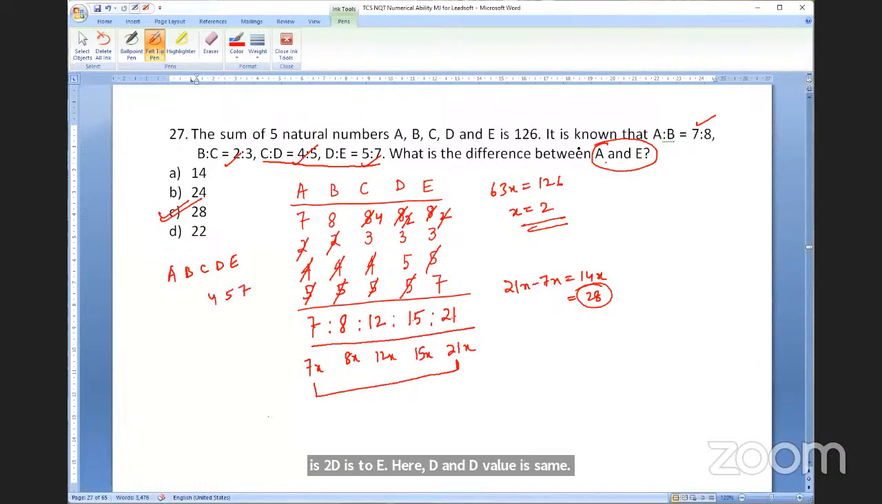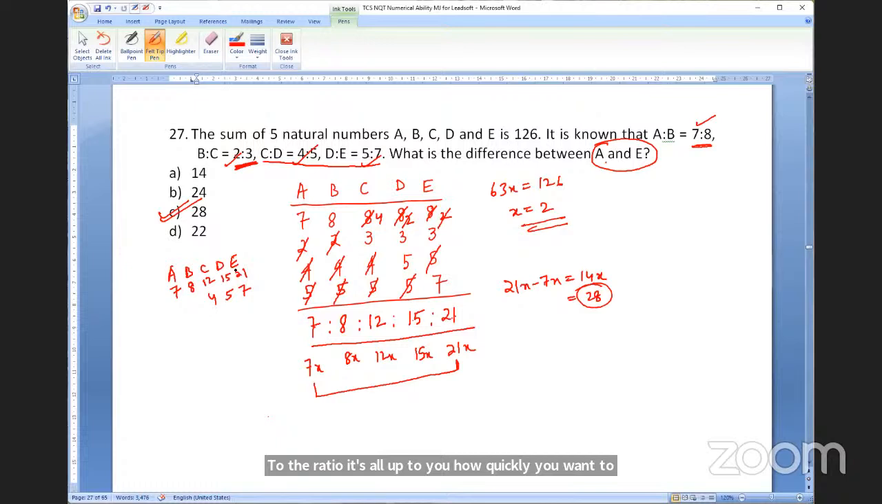Now C is 4. When we go to C, it is 2 into 3. So multiply this by 3 quickly and multiply this by 4. So it will become 8, 12, 15, 21. And when we see B as 8, we can see A is to B is 7 is to 8. It becomes 7. So it's all up to you how quickly you want to calculate it.